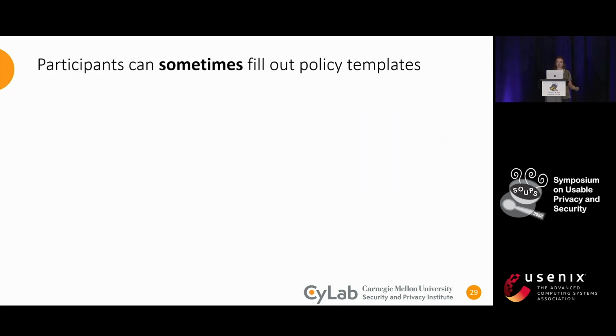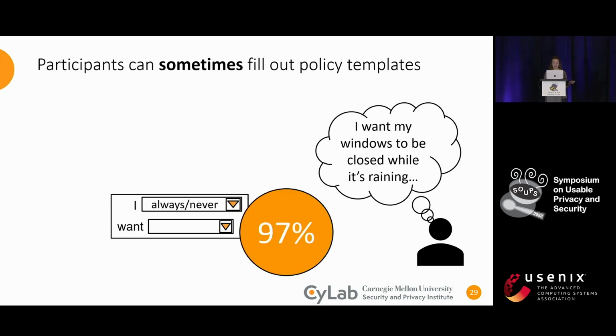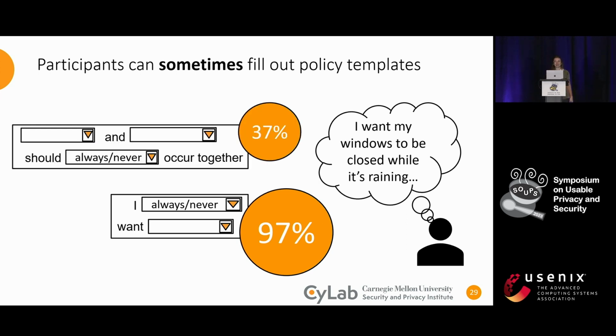Now, the other part of writing a declarative policy is actually filling out the template. Here we gave them both a scenario and a specific template format that we wanted them to fill out. And again, we see some promising results. In one scenario, the policy should indicate that the windows should be closed while it's raining. And for one of the template formats we gave them, 97% of participants wrote down an appropriate policy. But again, the results varied depending on which template format we gave them. Another template format for the same scenario was only filled out 37% of the time correctly.